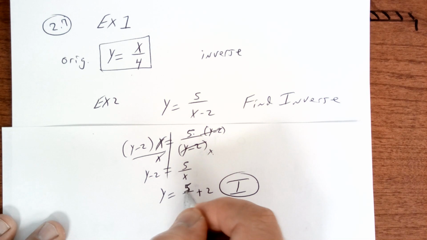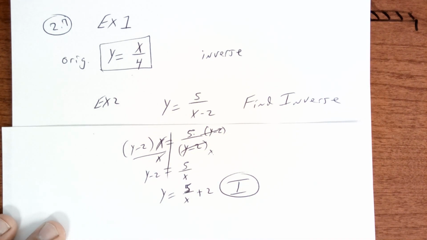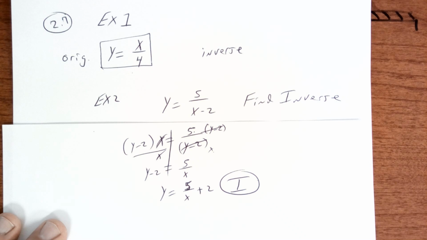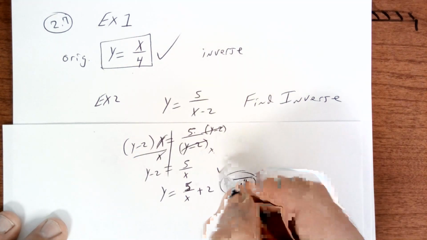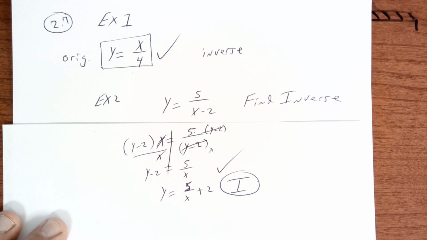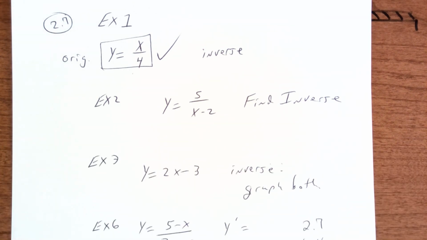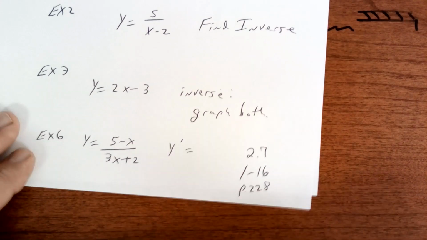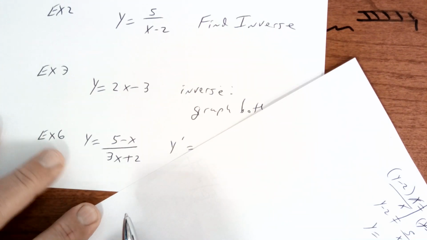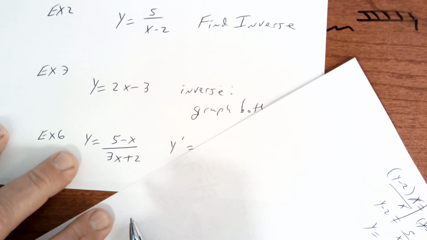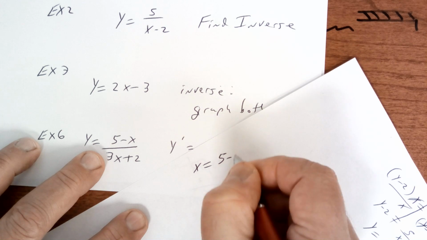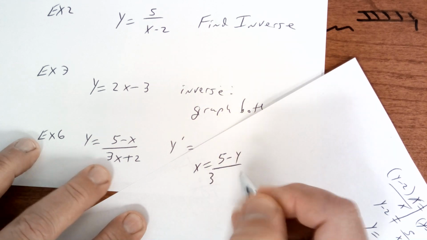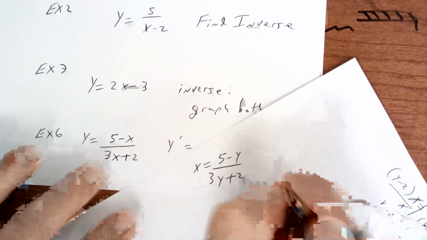Now, again, if you can't solve an equation, then you're going to have trouble with this section. On your graphing calculator, graph this one and graph this one, and they should be inverses of each other. All right, let's move on. I'm going to jump down to this last one right here. So copy this one down. Now switch the x and the y. So put x equals 5 minus y over 3y plus 2.